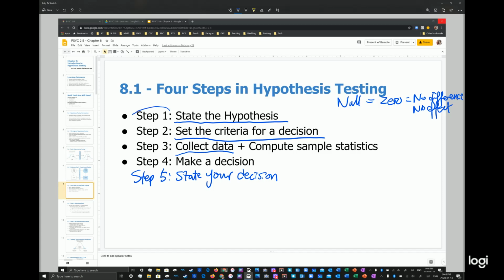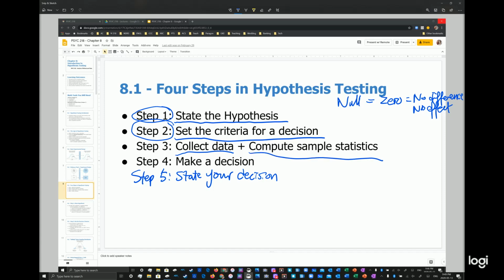Notice the order again. You state the hypothesis first, and then you set your criteria for your decision before you even collect data. This is an example like where you buy fire insurance before the fire happens, or you plan to do something first, like, oh, I plan to study for this test, or I plan to do my assignment before the due date. You set your hypothesis and criteria first, and then you collect your data, and then you calculate your statistics.